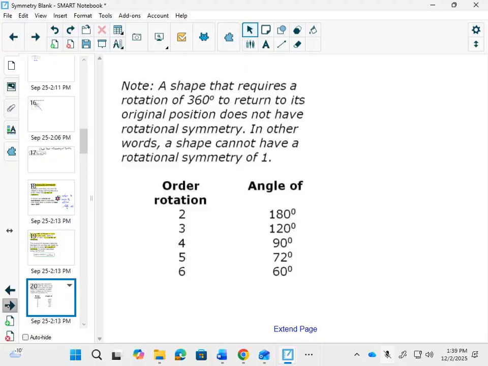So here's sort of the calculations done for you. I guess technically you could say everything has a rotational symmetry of 1, because if you rotate it 360 degrees, it's right back to where you started. But if the order of rotation was 2, 360 divided by 2 is 180. And so this is just the math done. We figured out this one was order 6, an angle of 60 degrees.